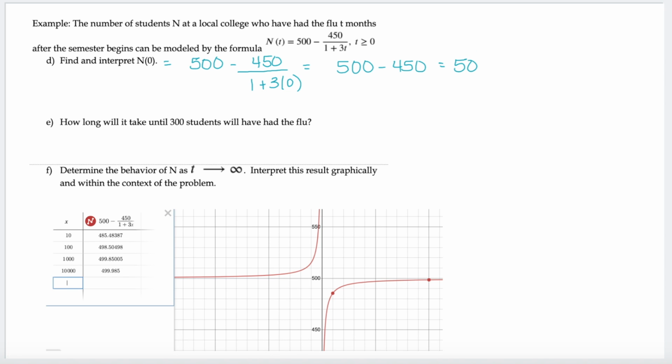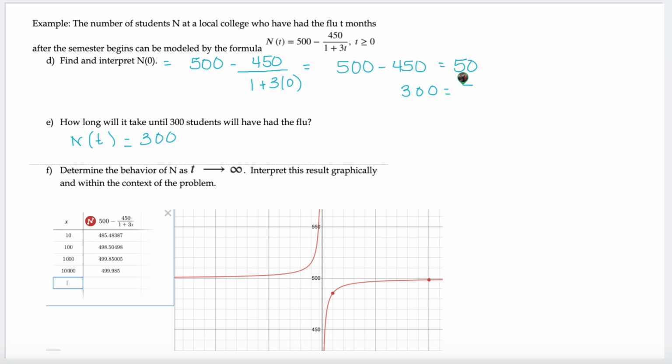50. This tells us that at the beginning of the semester, so when time has not passed, the initial amount of students with the flu would have to be 50. Our second question is asking how long it will take until 300 students will have the flu. At this particular instance, we're looking for how long it will take for us to reach 300. What we can do at this point is substitute 300 in and solve for time.